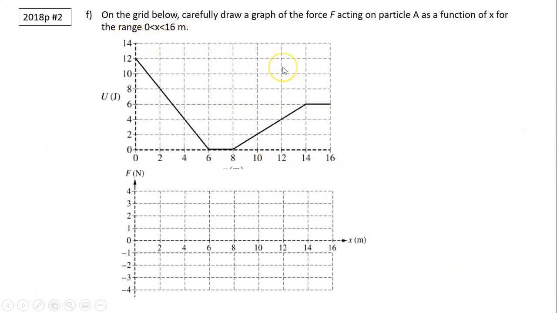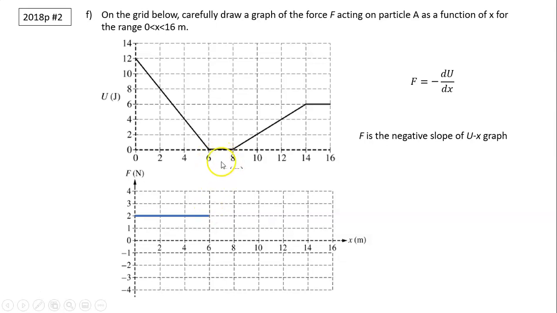Last part. On the grid below, carefully draw a graph of the force F acting on particle A as a function of x for the range of 0 to 16 meters. Here is the graph of U versus x. From U versus x, we need to find F versus x. Again, F is the negative slope, so we just have to find the slope and negate it to find F. The slope from 0 to 6 is negative 2. Therefore, F is positive 2, constant.